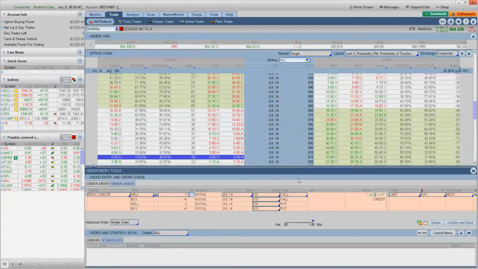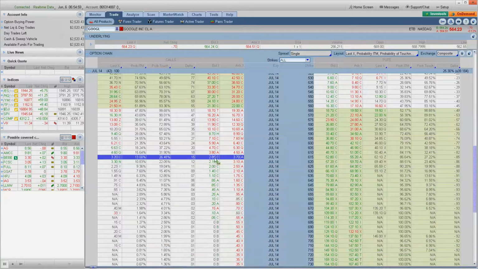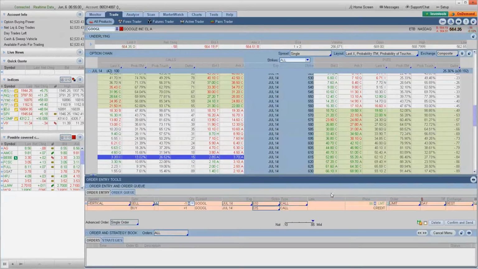Already. So the first trade we're going to put on this account is going to be Google, and we are going to look at July 14th, which is 42 days out, and we're looking at the probability of the money of one standard deviation out. So on the upside, at 610, 615, and let's just see what that provides us with, an 85-cent credit.